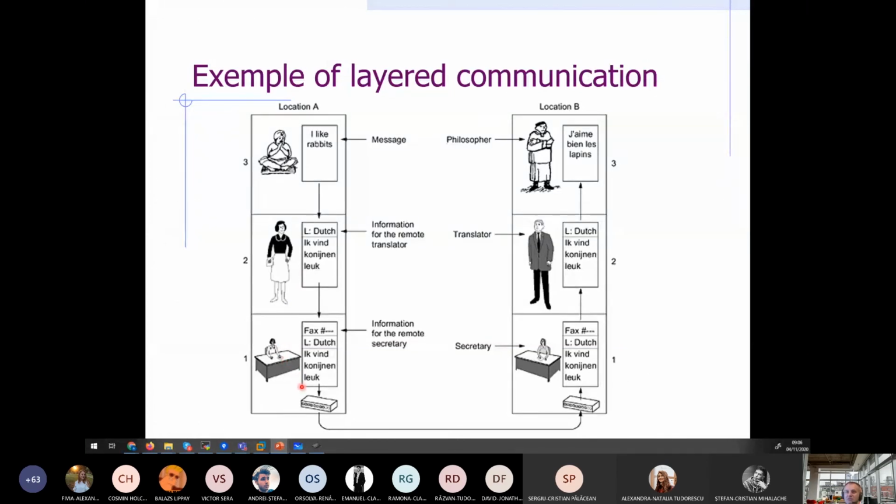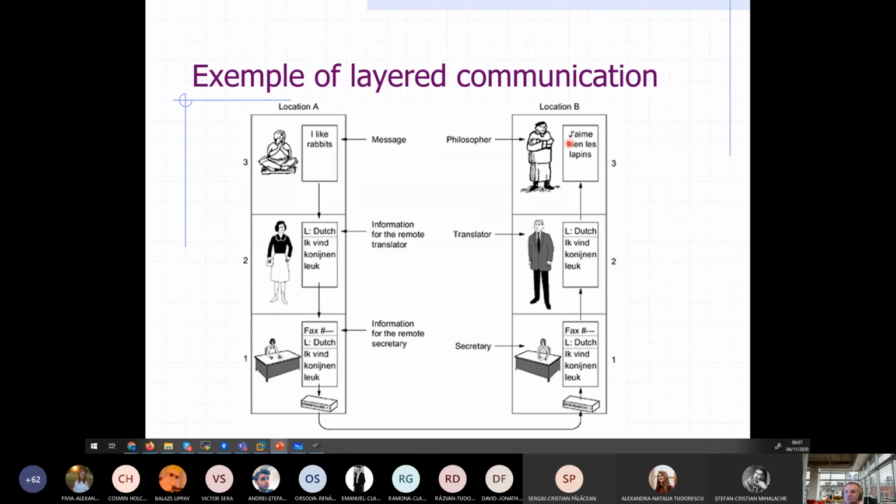and put it into a fax machine, encoding it into some sort of sound signals that are sent over a communication line, in this case a telephone line, recovered on the other side, translated back into some sort of written message in Dutch, and then passed over to the second philosopher. For example, that written Dutch message is passed to the translator, which takes it from Dutch and gives it to the second philosopher.